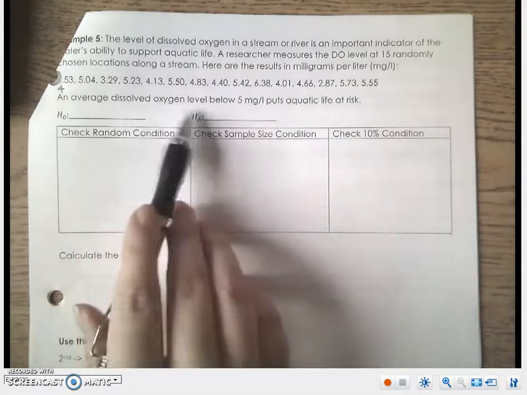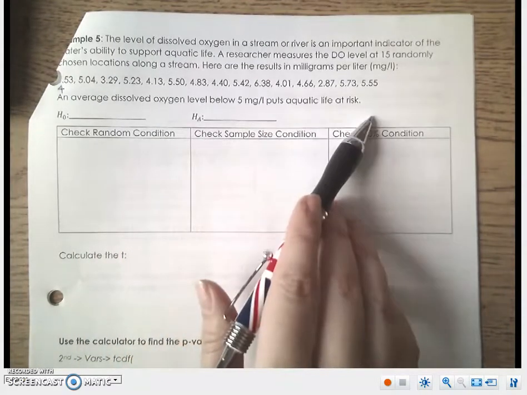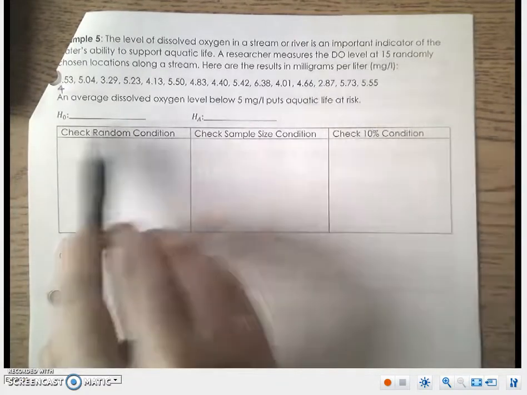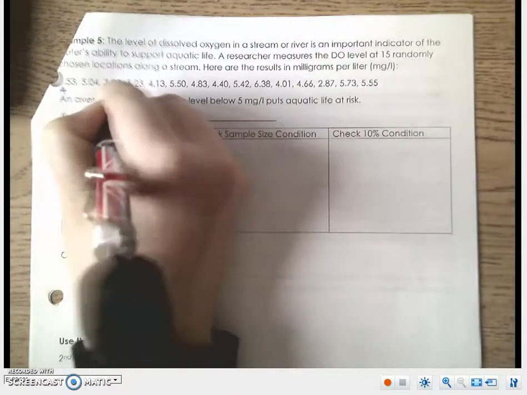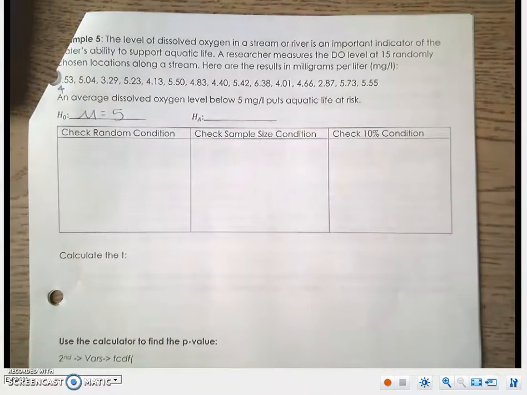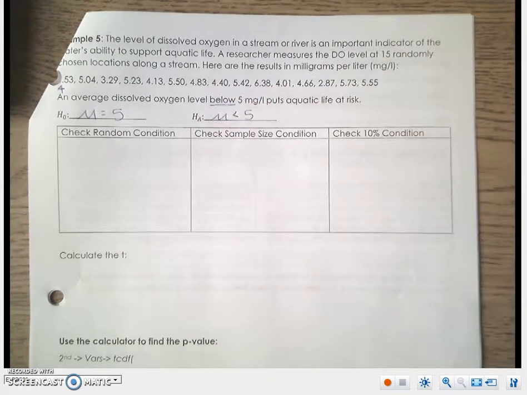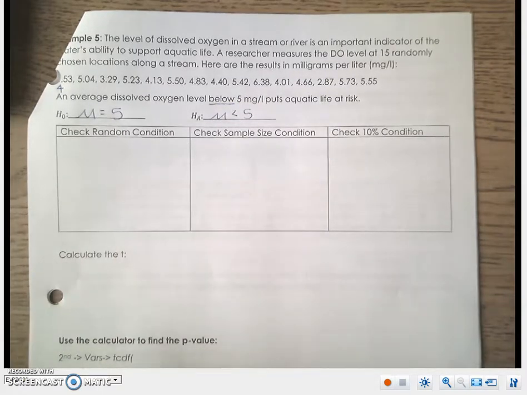An average dissolved level below 5 milligrams puts aquatic life at risk. So our null hypothesis would be that it is equal to 5 milligrams per liter, that mu equals 5. For our alternative, we're just going to look at below, so mu is less than 5. So this is going to be one-sided. Checking the random condition, it does say random.